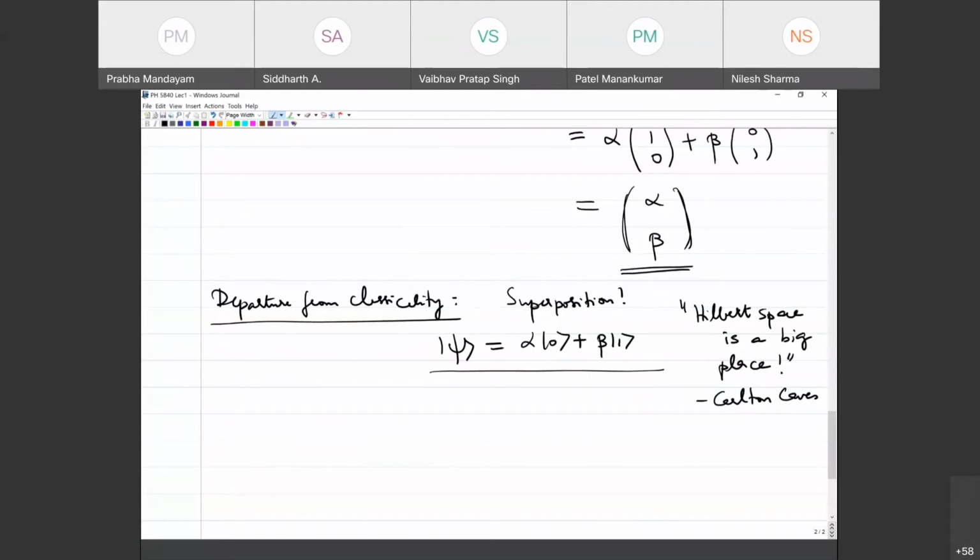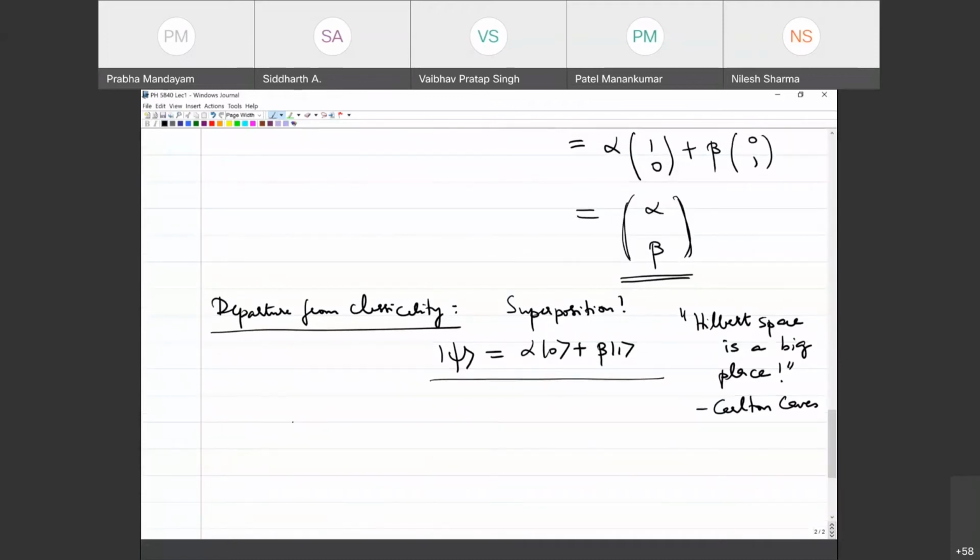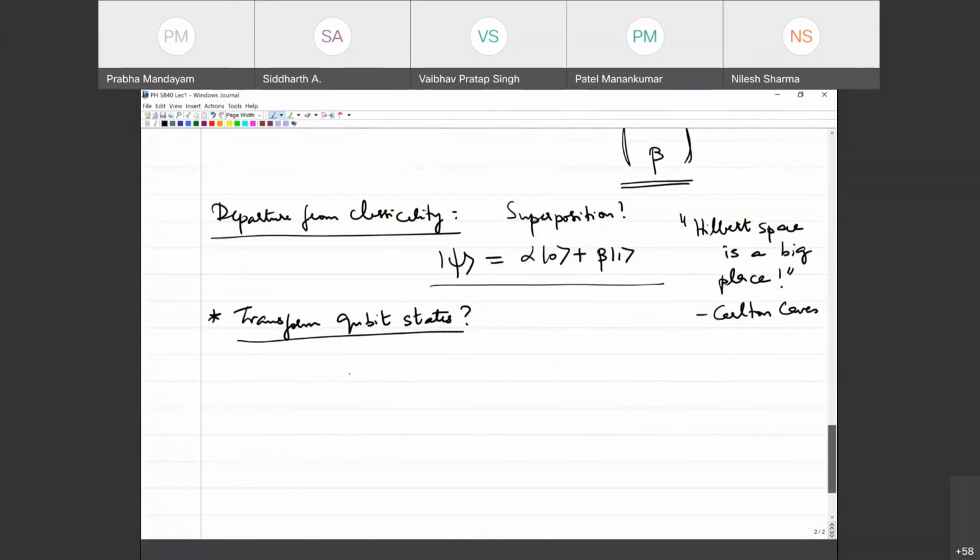Right? What does computing with this kind of an object mean? So the question becomes, how do you transform qubit states? You know how to compute with classical bits. So classically, you have your so-called logic gates.